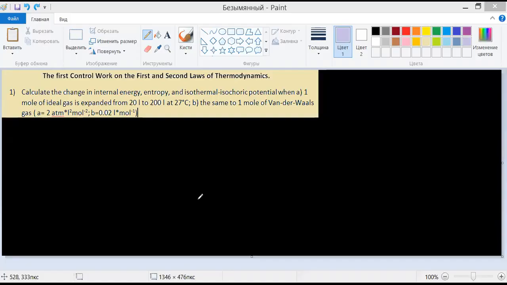So, calculate the change in internal energy, entropy, and enthalpy, as well as the Helmholtz energy, when 1 mole of an ideal gas is expanded from 20 liters to 200 liters at 27 degrees Celsius. And the same is applicable to 1 mole of van der Waals gas. The values of the constants A and B are given as well. Well, let's start from the first part. It's part A.